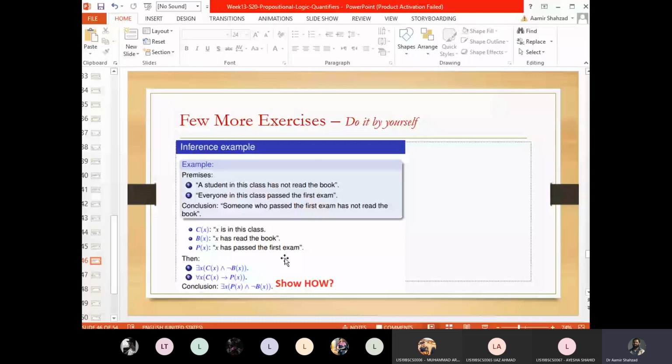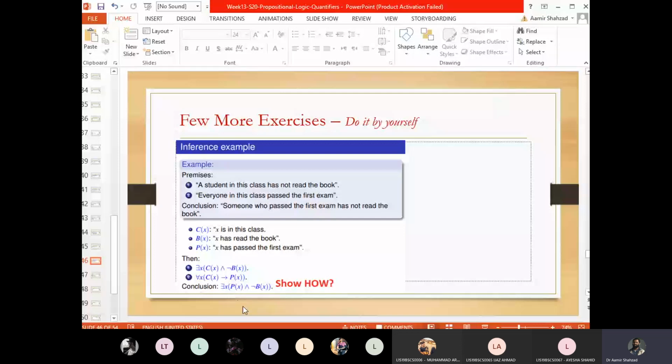So we can say the first statement is: a student in this class has not read the book. So there exists some X such that he is in this class and he has not read the book. So C of X and not R of X. Next is: everyone in this class passed the first exam. For all X, P of X. So for all X, if X is in this class, then he has passed the first exam.